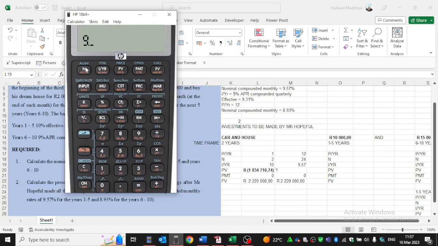Our I is 9.57. Automatically the calculator will divide this by 12 because we already set that on our financial calculator, so we don't have to divide the I. And then we move to PMT 0. Future value is still going to be 2,220,000. Then we say this is our future value. Then what is our present value? Our present value will be 1,834,667.19. So this is actually the amount that he is going to need.